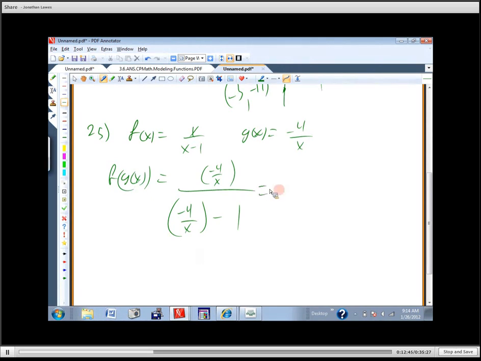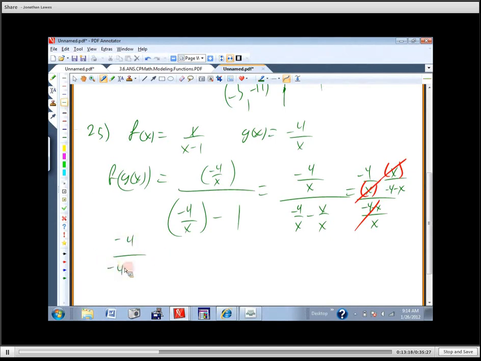So what we do on this one is we get a common denominator. This is -4 over x minus x over x. So this is -4 over x over -4 minus x over x. Then I'm going to take that bottom one, flip it over, and multiply. So this is x over -4 minus x. We've got a factor of x on the top and bottom that can cancel. And I've got a -4 over -4 minus x.